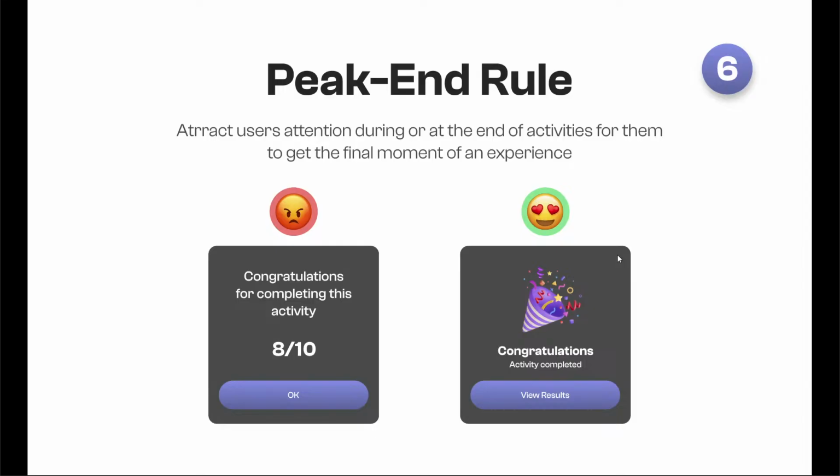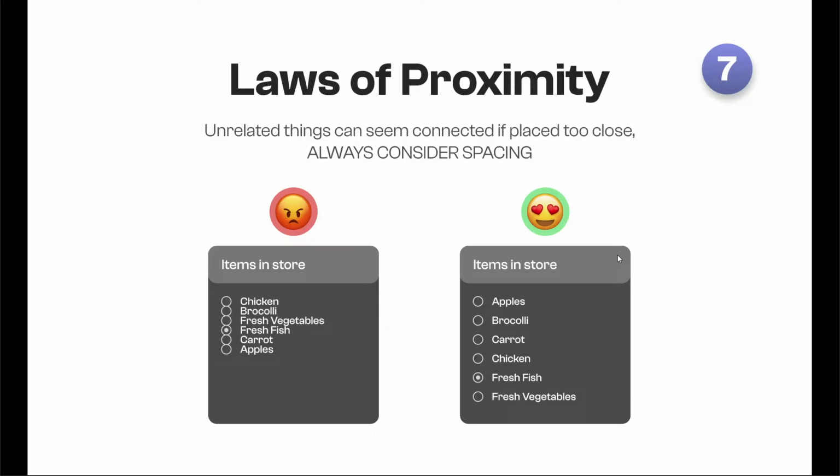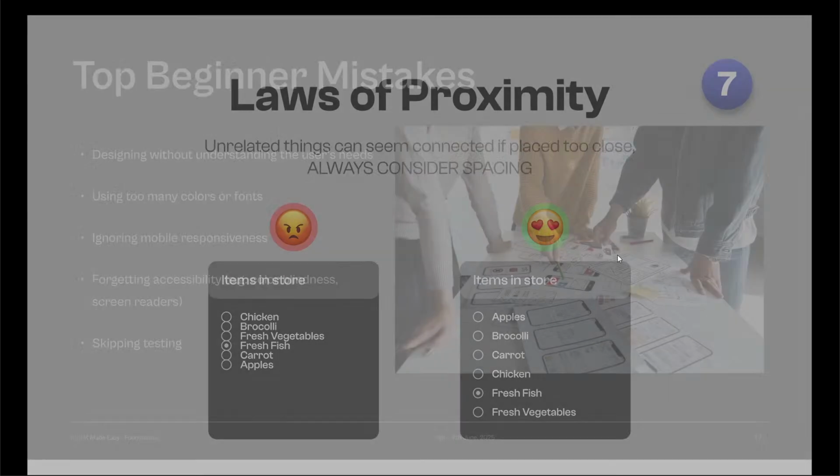You see your answers, the wrong answers, the right answers, and those things are very important when you're dealing with UX. And then laws of proximity, which we just did. So always consider spacing, like we said earlier. That's the law of proximity.